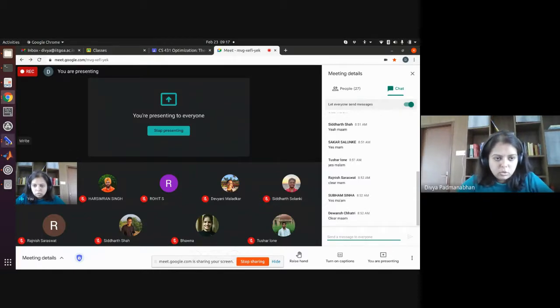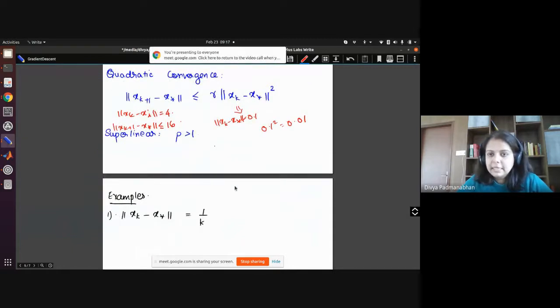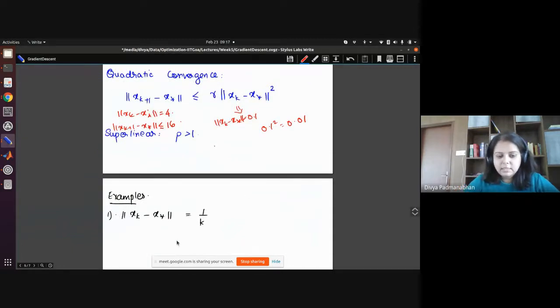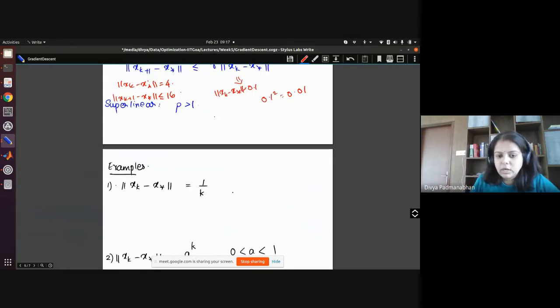Okay, so let's just see an example here. Suppose the sequence is such that ||x_k - x*|| is 1 by k. This can happen even if you just take x_k as 1 by k. So this would be 1 half, 1 by 3, 1 by 4, and so on. Finally, it converges to 0, so x star is 0 here. So this difference at every point is just 1 by k.